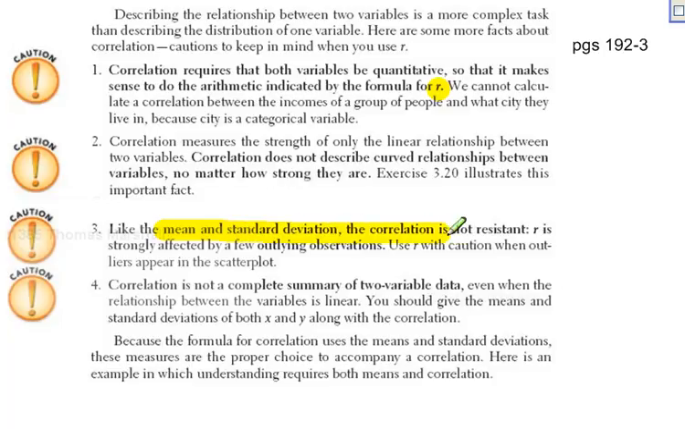like the mean and standard deviation, correlation is not resistant. So outlier influential points are going to mess up my correlation. And correlation is not a complete summary of two variable data. That's why we make the graphs and look for patterns and talk about other things. Okay, and that's why we've done all the example problems so that you're comfortable with these ideas.